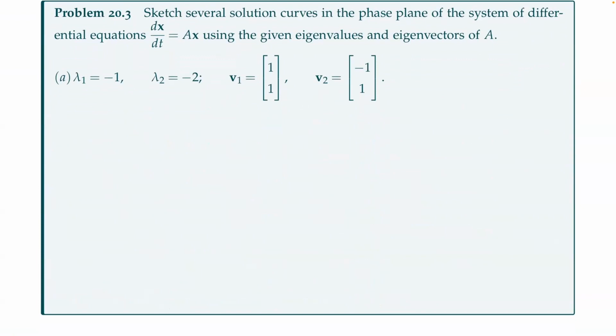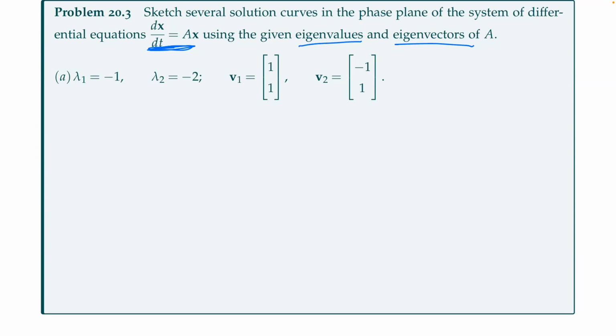Let's talk a little bit about eigendirections. Here, we're asked to sketch a phase plane for this system of differential equations. We don't know what our matrix A is, but we're given our eigenvalues and the corresponding eigenvectors of our matrix A. We don't know what matrix A looks like, but we can deduce what goes on just by looking at our eigenvalues and eigenvectors. So what do we have here?